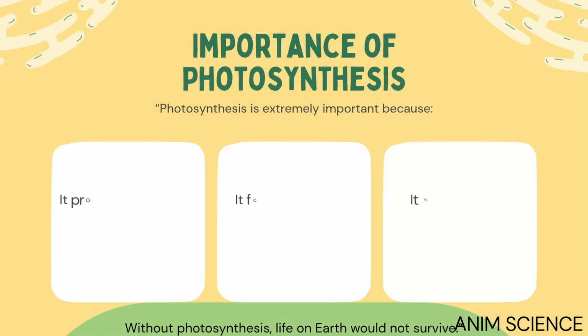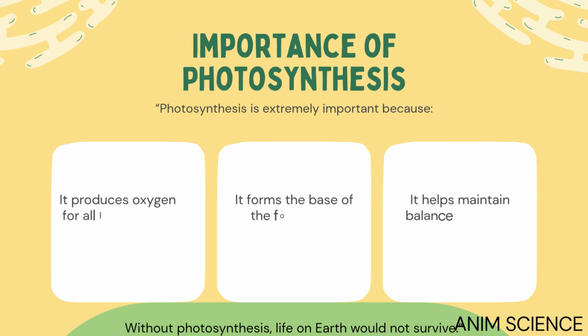Now let's understand why photosynthesis is so important. Photosynthesis is not just a process for plants, it is essential for the survival of almost all living organisms on Earth. First, photosynthesis produces oxygen. The oxygen released during this process is what we breathe to survive. Without it, life would not exist.